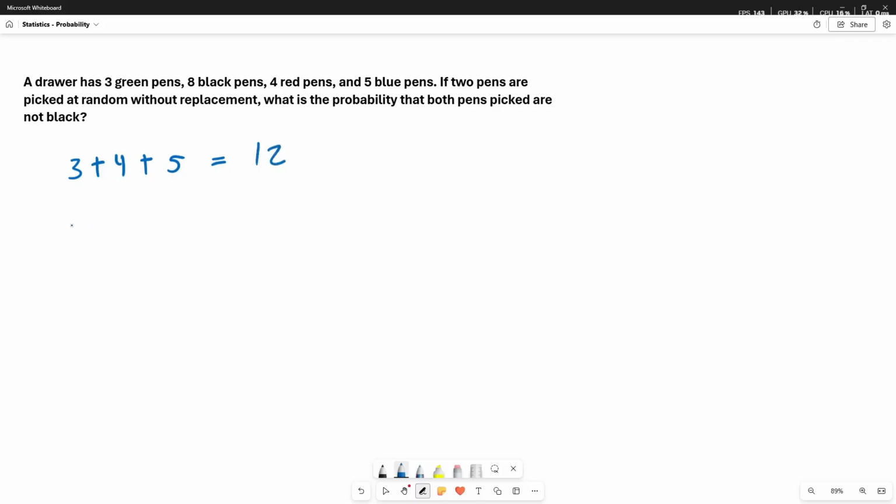Now the total number of pens, we have to add on that 8. And this is how we can get the denominator of our ratio here. Ratio in terms of a percentage we can do. So adding the 8, I know that's 12 plus 8, which is 20.